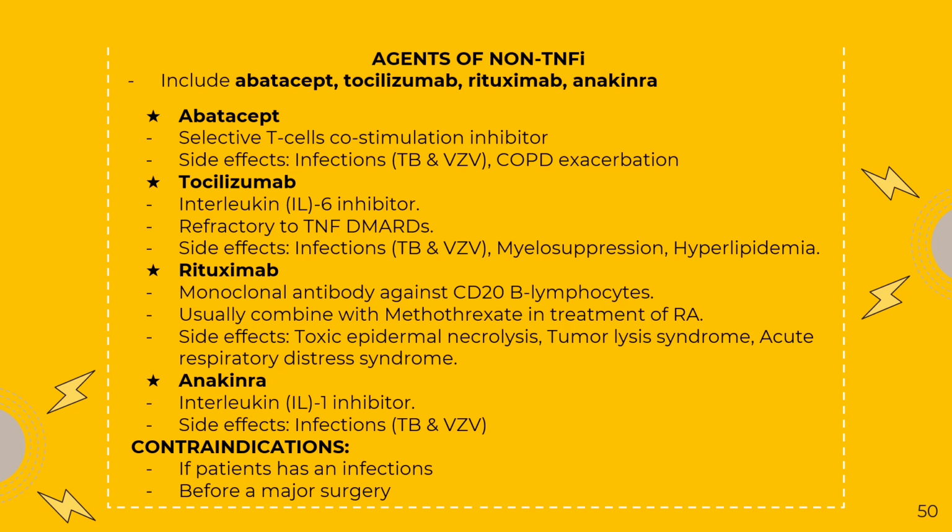The last one is anakinra, which is the interleukin-1 inhibitor. The side effects are infections of tuberculosis and varicella zoster virus. All of these drugs have contraindications, which are if the patient has an infection and before a major surgery.